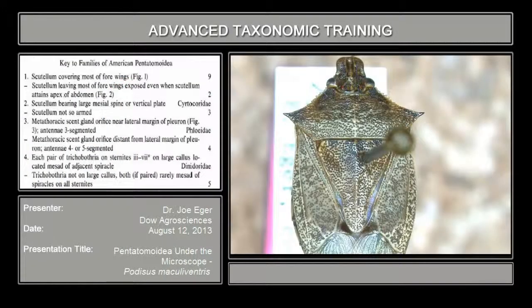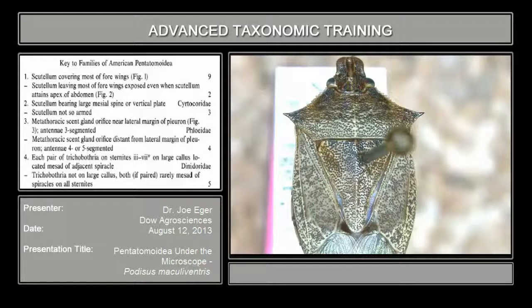The next bug we're going to look at is from the New World, and so we're going to use the Ralston and McDonald 1979 key. This will take you to families of American Pentatomoidea and subfamilies of Pentatomoidea. The main thing with this one, I want to get you to the subfamily. This is a predator, and I want to make sure everybody recognizes a predaceous stink bug.